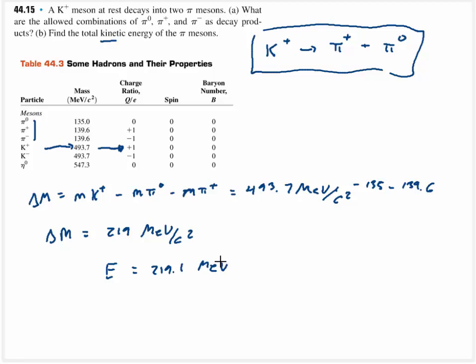mega electron volts. Keep in mind that they're not going to share this energy equally, because they don't have equal masses. One had 135 and one had 139.6 mega electron volts per c squared.